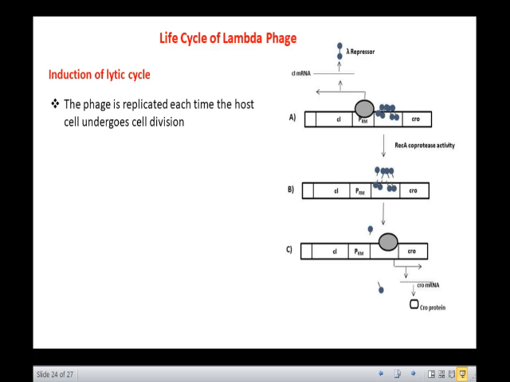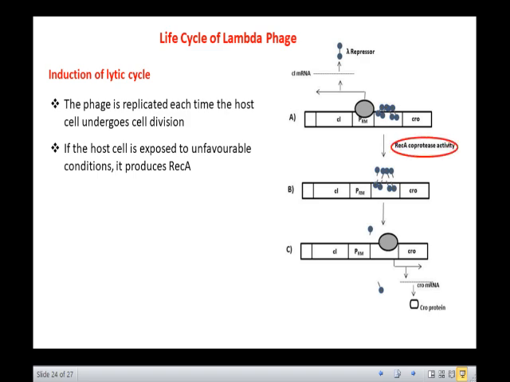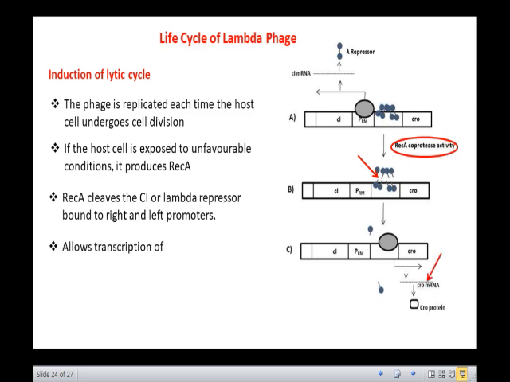However, if the host cell is exposed to unfavorable conditions such as DNA damage, it produces a stress protein called REC-A. The REC-A cleaves the lambda repressor bound to the right and left promoters. This allows transcription of the PR promoter and an increase in the CRO protein. CRO protein will stimulate the rightward expression of the PR viral genes, leading to the replication and assembly of new viruses, which is characteristic of the lytic phase.